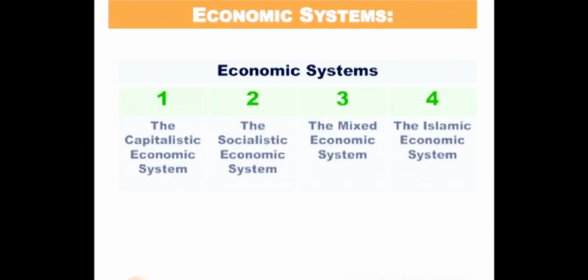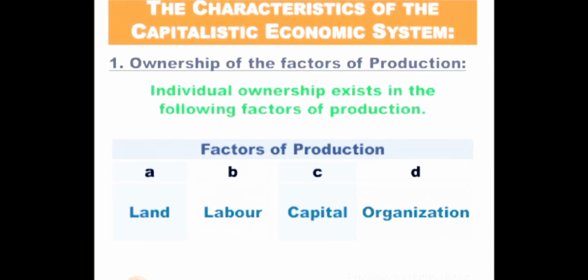Depending on the production, distribution, and consumption process, economic systems can be divided into 4 types. Number 1, the capitalistic economic system. Number 2, the socialistic economic system. Number 3, the mixed economic system. And number 4, the Islamic economic system. Today in our session, I will discuss the first 2. First one is the capitalistic economic system.